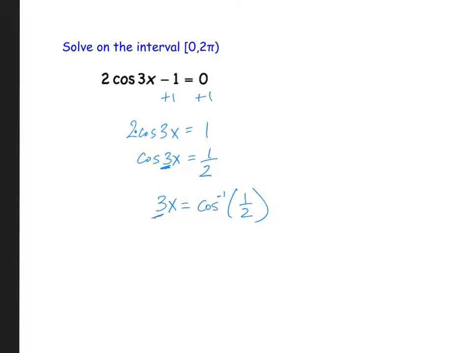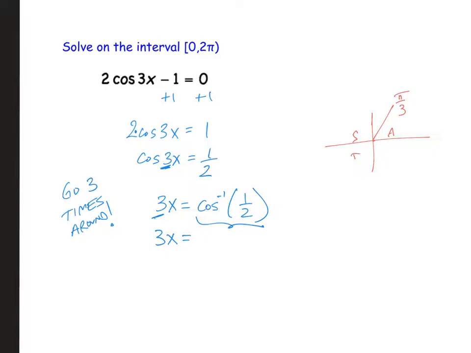Now that 3 indicates we have to go 3 times around. So I'm going to leave it as a 3x for the moment, and I'm going to solve the inverse cosine of 1/2. So where do we get 1/2 for cosine? That happens up here at pi over 3. Cosine is positive also in the 4th quadrant, so that would happen down here at 5 pi over 3 as well. So those are my 2 solutions going 1 time around: pi over 3, 5 pi over 3.